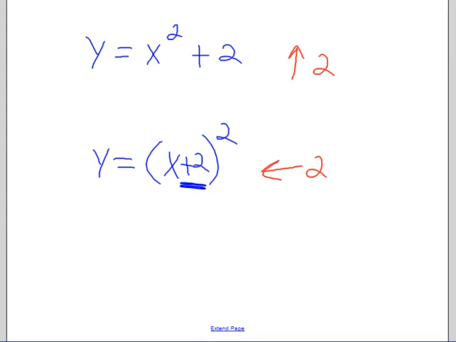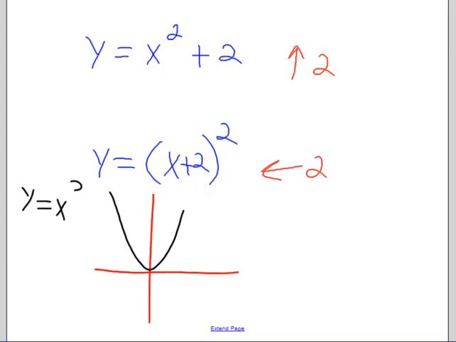When it's inside the function, it does the opposite of what we think it's going to do. The way that I remember that is, I know that the parabola y equals x squared has a 0 at 0, because when you put 0 into x squared, you get 0. Well, what number do I have to put in here to get 0? It's -2, which is why it shifts it to the left. Once you get that pattern straight in your head, you don't have to think about it. When it's in with the x, it does the opposite of what you think.